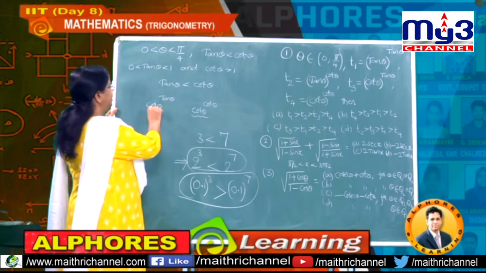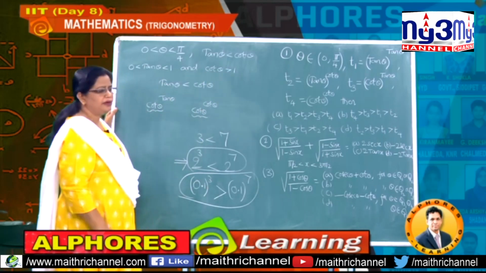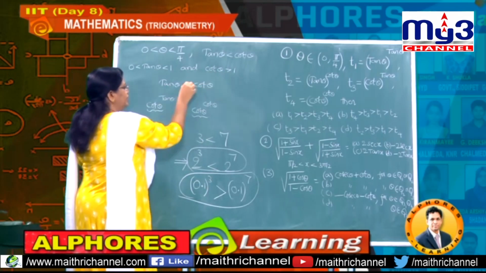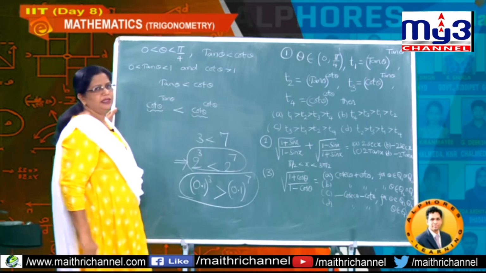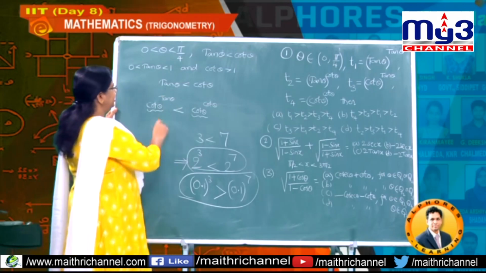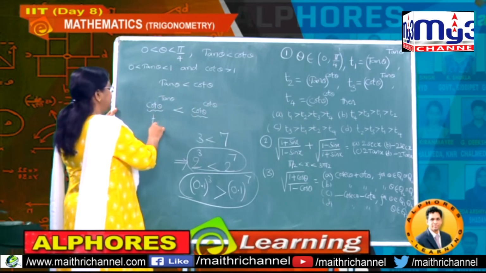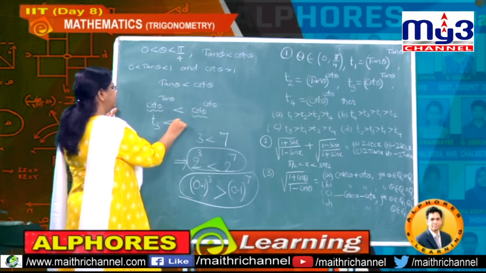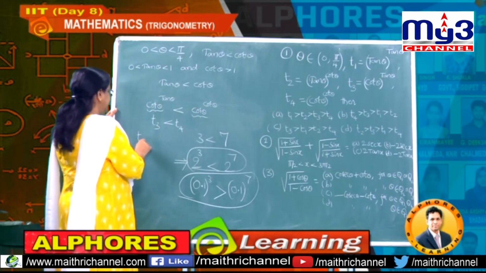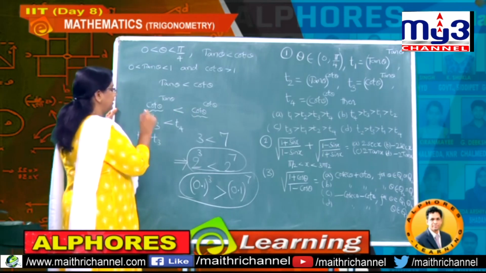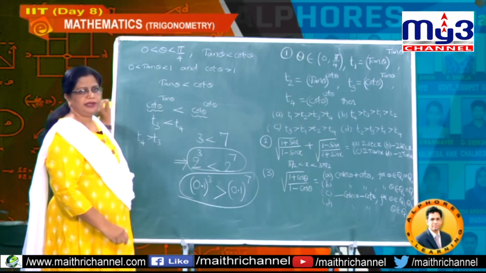So now what is our cot theta? It is more than 1. So once cot theta is more than 1, you can maintain the same inequality, that is less than. And hence this value, which is T3, is less than T4. So you now got T4 greater than T3. Understand, students? So T4 is now greater than T3.